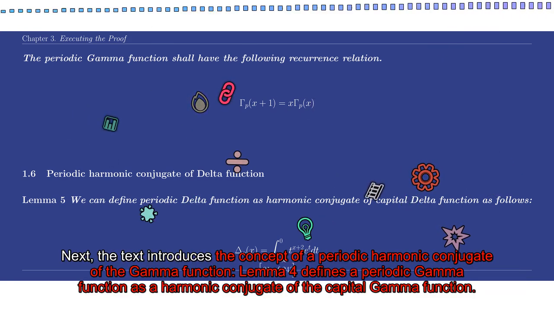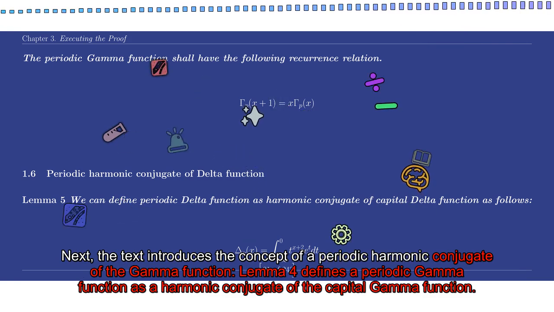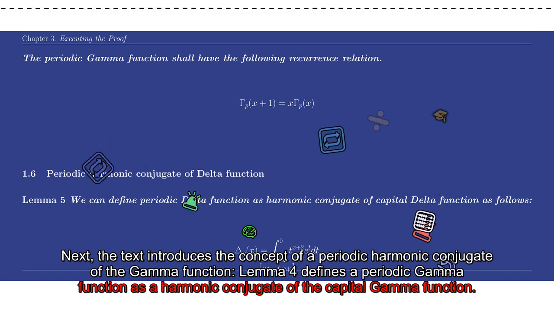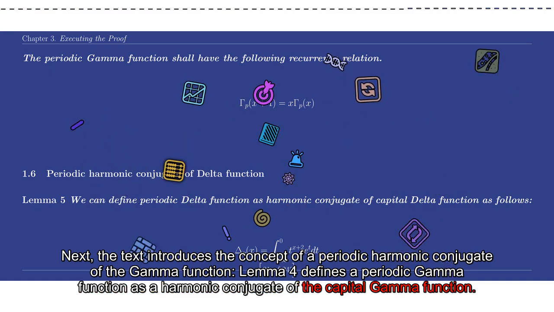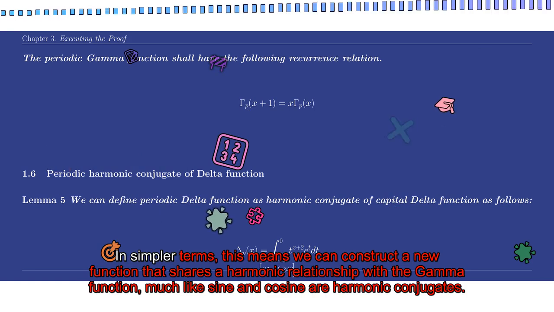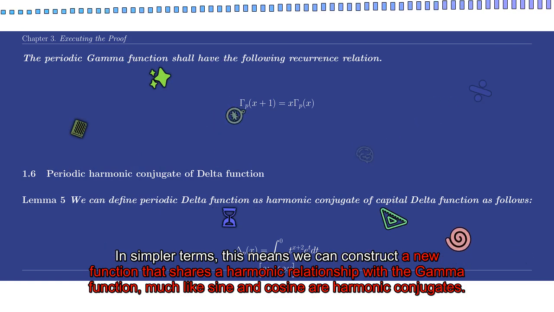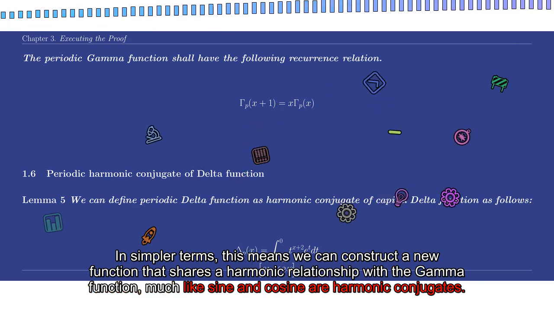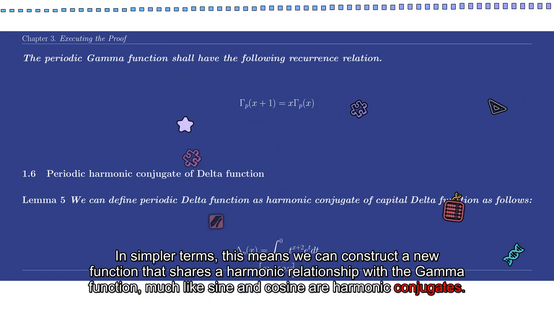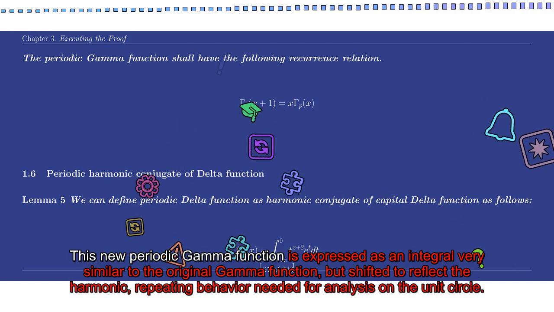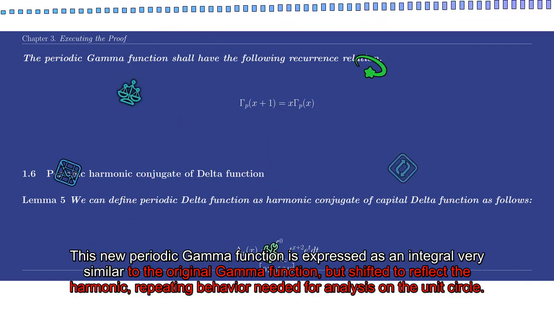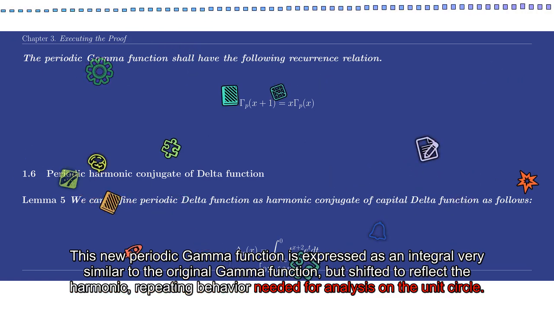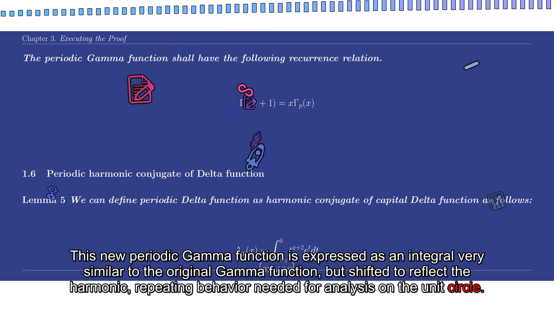Next, the text introduces the concept of a periodic harmonic conjugate of the gamma function. Lemma 4 defines a periodic gamma function as a harmonic conjugate of the capital gamma function. In simpler terms, this means we can construct a new function that shares a harmonic relationship with the gamma function, much like sine and cosine are harmonic conjugates. This new periodic gamma function is expressed as an integral very similar to the original gamma function, but shifted to reflect the harmonic repeating behavior needed for analysis on the unit circle.